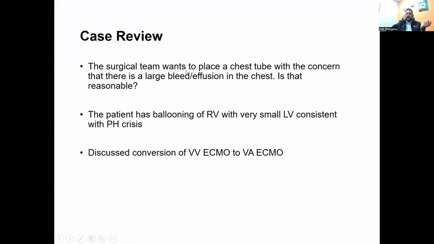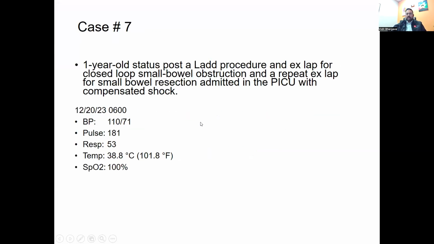So the surgical team wanted to place a chest tube with the concern that there is a large effusion in the chest. Would that have been reasonable? Absolutely not. The patient has ballooning of the RV with a small LV, consistent with PH crisis. So we actually discussed conversion from VV ECMO to VA ECMO and ended up doing that. But despite doing those, the patient was already doing so poorly that they ended up not making it.